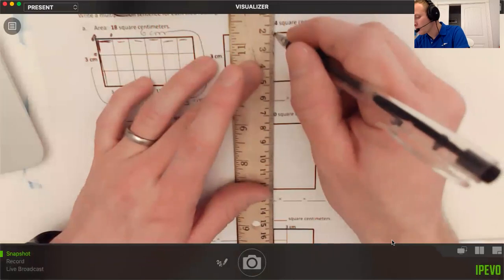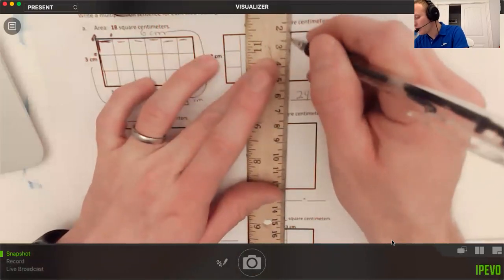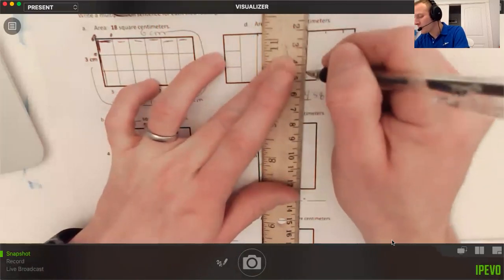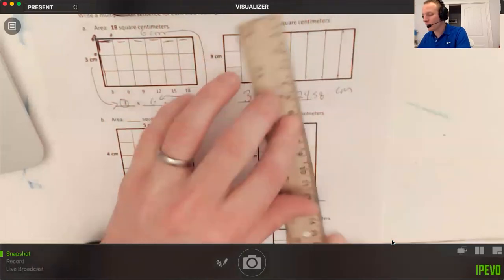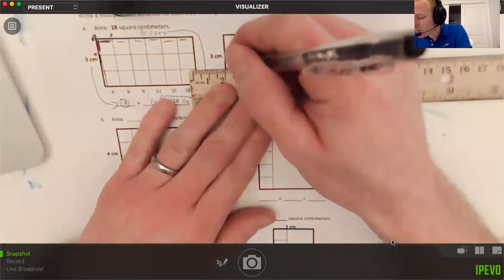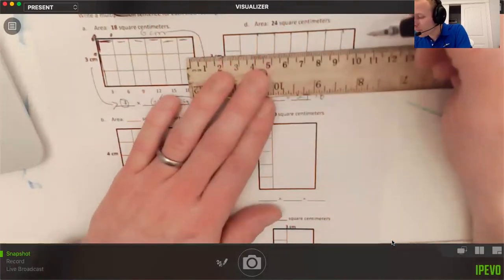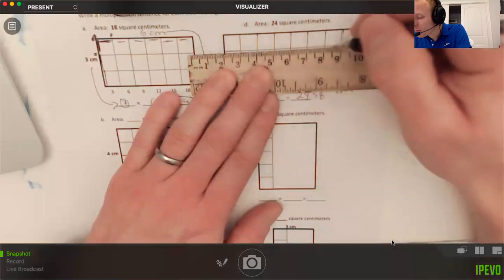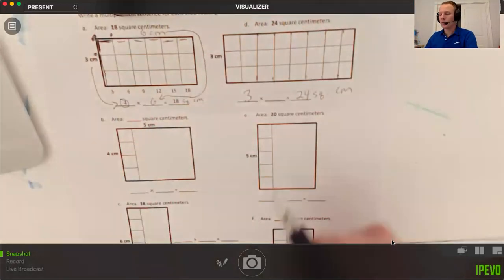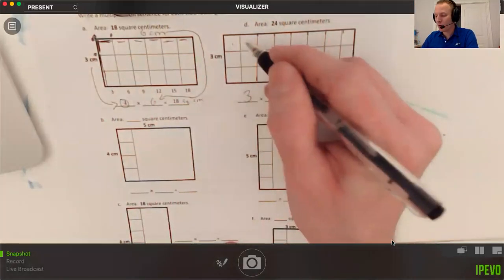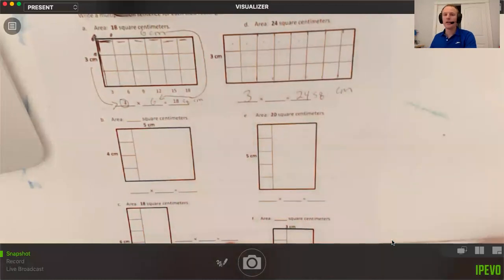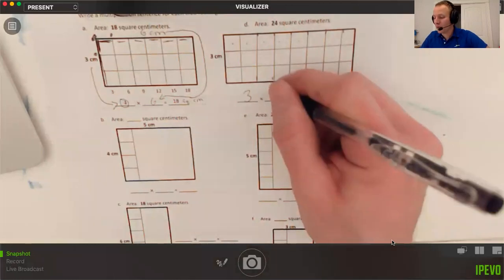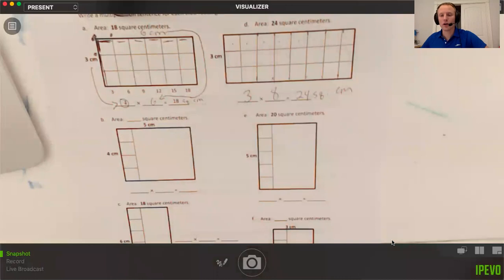Oh, some of these aren't very straight. I didn't measure very accurately, I don't think. But still, we'll get the point. We're all done. All right. So then you can see you have 3 rows of 1, 2, 3, 4, 5, 6, 7, 8. 3 rows of 8. And so you can fill that in. Say 3 times 8 is 24 square centimeters.